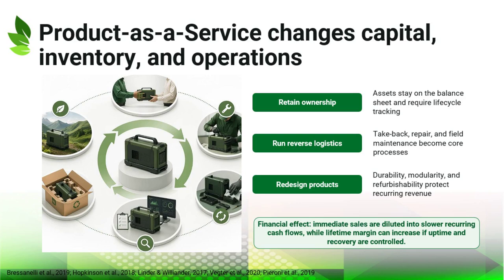Product as a service changes both operations and finance. Instead of selling a product once, the firm retains ownership and earns revenue over time. That means assets remain on the balance sheet and must be tracked across their life cycle. Reverse logistics, take-back, repair, and field maintenance become core processes rather than afterthoughts. Product design must also change, because durability, modularity, and refurbishability protect recurring revenue.